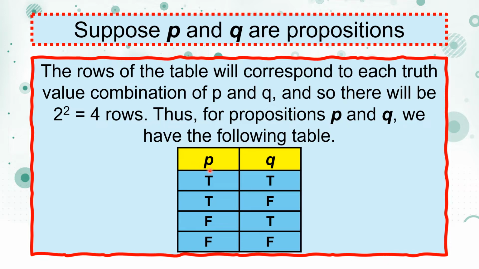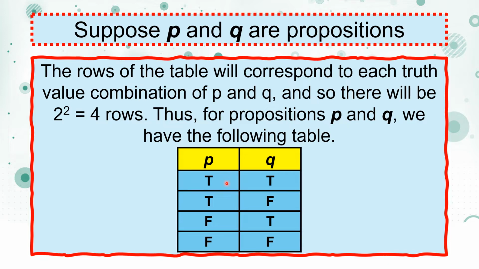So, as you can see, there are 4 rows for P and Q. So, we have 1, 2, 3, 4. There are 4 rows for proposition P and Q. So, since there are 4 rows, there are 2 true truth values. Dalawang true and there are 2 false truth values. Dalawa din ang false. So, in proposition P, we write 2 true truth values and 2 false truth values.